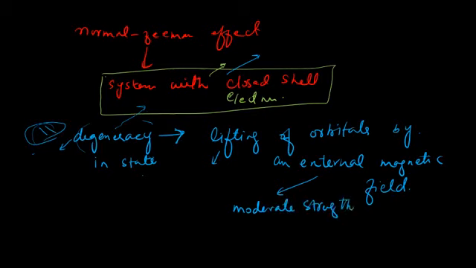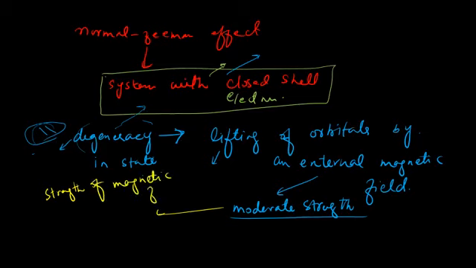So this is another phenomenon that, as you know, the splitting of orbitals also depends on the strength of the applied magnetic field. A strong field has a different impact, a moderate field strength has a different effect, while a weak field has its own different impact on the splitting of an atom within the magnetic field.